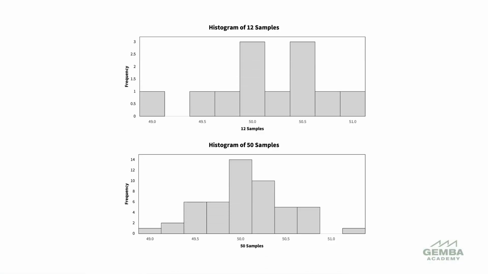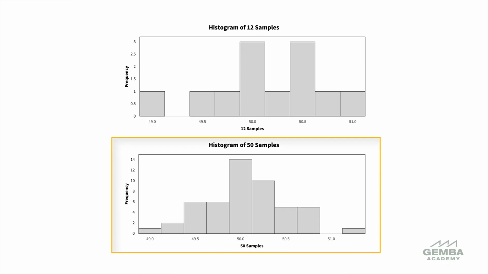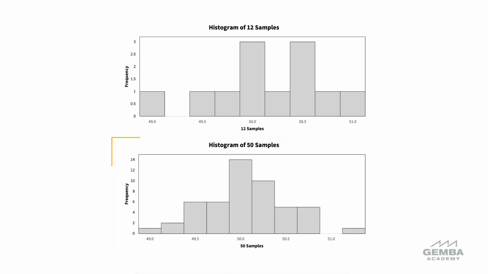While it's possible to create histograms with smaller sample sizes, we don't recommend this. As we can see from these 2 examples, the graph with a larger sample size of 50 gives a much better representation of the process than the one with a smaller sample size of 12. Instead, it's best to collect at least 30 data points, preferably 50 or more, when creating histograms.